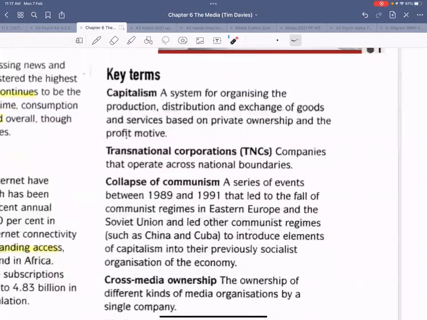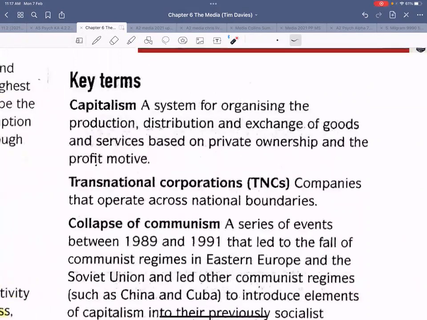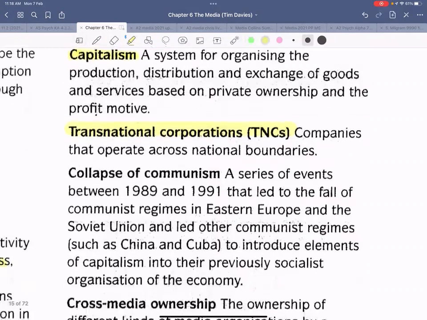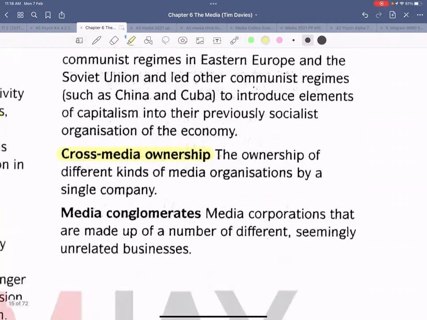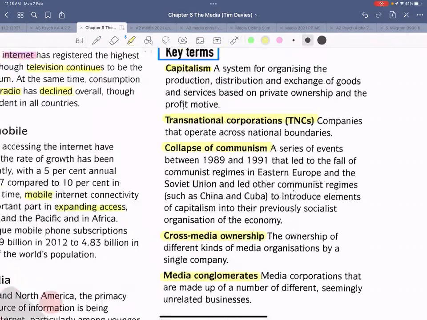There are a few key terms that I keep suggesting everyone should go through. Number one, capitalism. I'm assuming by this time everyone would have an idea about what capitalism is. We could also talk about transnational corporations. You need to know this as well. Knowing these terms is pretty important because then you can use them while preparing for your CIEs. It would enhance your vocabulary, your sociological vocabulary. So yeah, this is pretty much it for this particular topic.